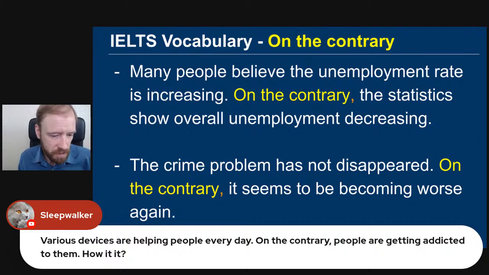Unless you reworded your sentence, you could say, he thinks various devices are helping. So his opinion or her opinion is various devices are helping people every day. But on the contrary, I don't agree with that opinion. On the contrary, people are getting addicted to them, because the way you word it now, various devices are helping people every day, you're stating that as a fact. And on the contrary would work better if someone has an opinion.